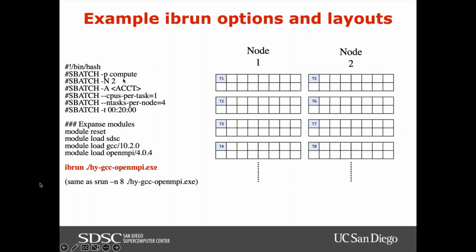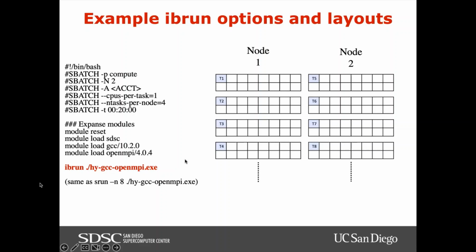So the example ibrun options and layouts that we are going through right now, we will try different things. So first thing I'm doing is 2 nodes. Saying CPUs per task is 1, so it's a single-threaded MPI task. And then number of tasks per node is 4. So you have a total of 8 tasks in this case. So basically, if I do srun, it would have been 8. So here I'm just saying ibrun and this executable. That's it, giving it no option.